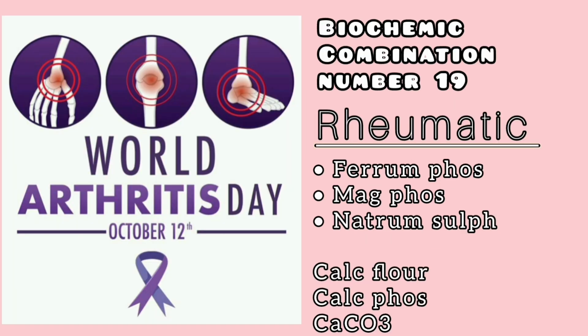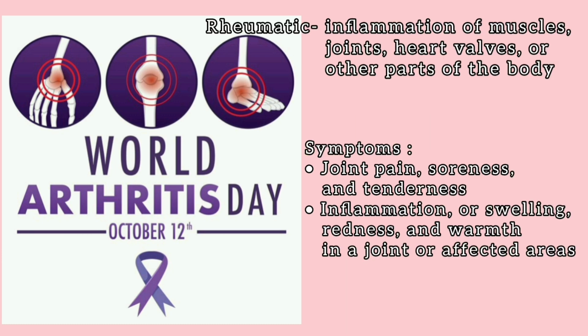Biochemic combination number 19, rheumatic: Ferrum phos, Mag phos, Natrum sulph. Calcarea fluor, Calcarea phosphorica, and calcium carbonate can also be given. Rheumatic refers to inflammation of muscles, joints, heart valves, and other parts of the body. Symptoms include joint pain, soreness and tenderness, inflammation or swelling, redness, and warmth in the joint or affected areas.